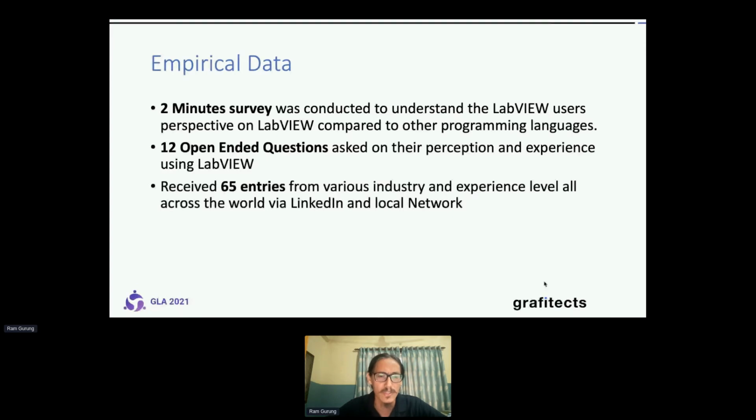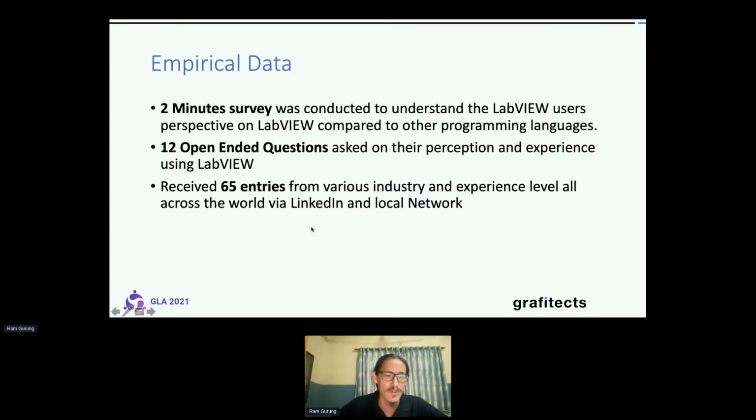Open-ended questions are basically used to avoid subjective bias, because if I give you, let's say, 5 answers and you have to select from them, then you are forced to select from what is provided. But here I provided open-ended questions so that the participant can open their heart out and provide the answer.